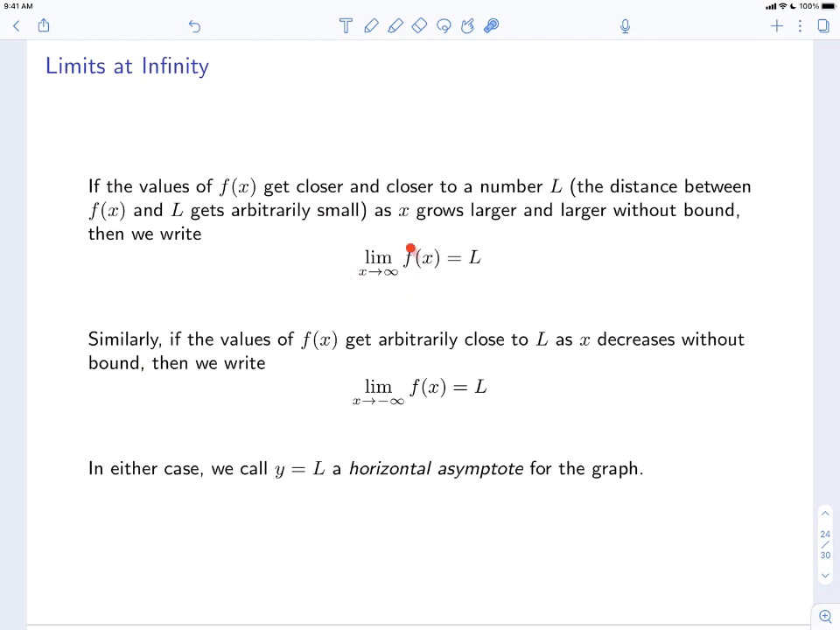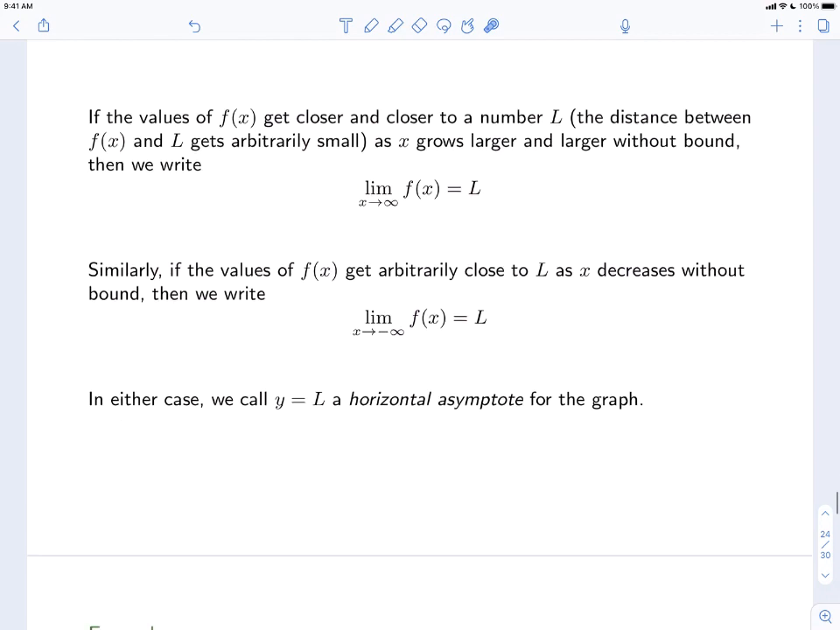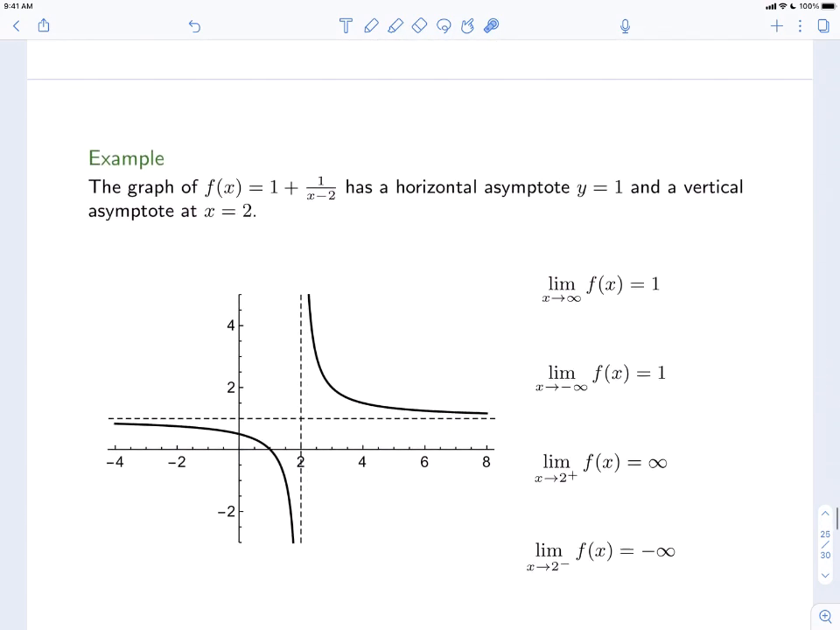And once again, x doesn't actually get to infinity or negative infinity. This just means that x is growing without bound, or x is moving to the right without bound. And this one, x approaches negative infinity, just means that x is moving to the left without bound. Let's look at a graph.